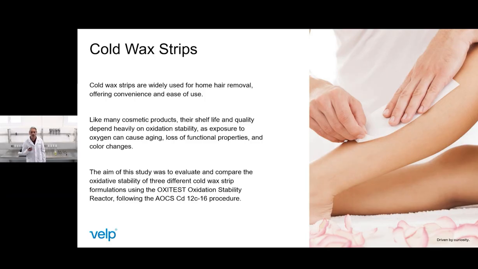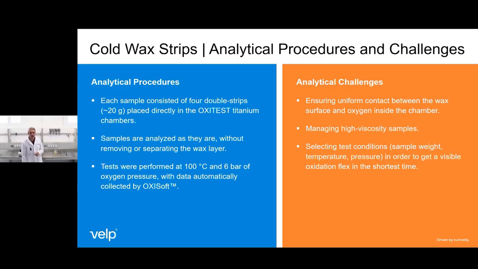In the study, different formulations of cold wax strips have been tested to find the best one. The test has been performed in the Oxytest reactor following AOCS. For the study, about 20 grams of sample has been tested as is, without separating or removing the wax layer. Samples have been inserted directly into the Oxytest titanium chamber, and the test was performed at 100 degrees Celsius with an oxygen pressure of 6 bar.